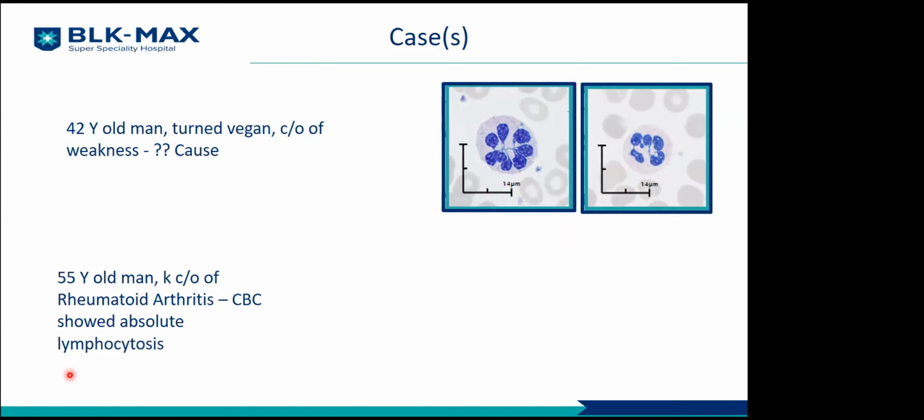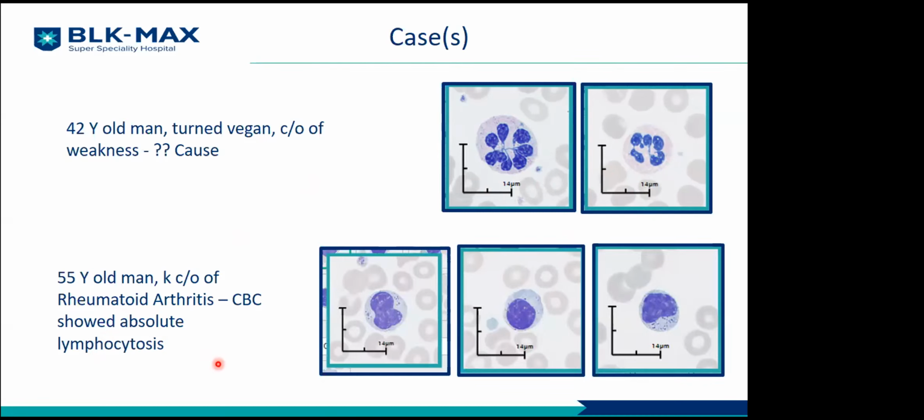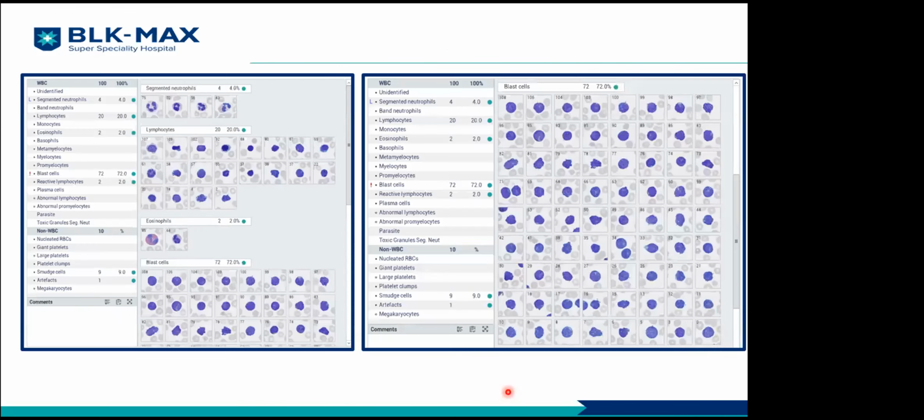There was another case which I mentioned, a 55-year-old man, a known case of rheumatoid arthritis, who was showing absolute lymphocytosis. And when the cells were actually reviewed, this is the kind of cells we saw, where we had all these granules within the lymphoid cells. And we know we're dealing with a proliferation of T large granular lymphocytes, which is a common finding in cases of rheumatoid arthritis.